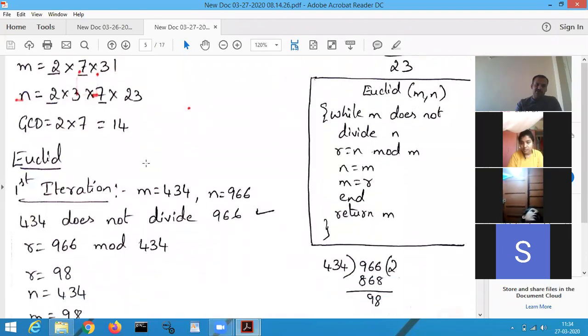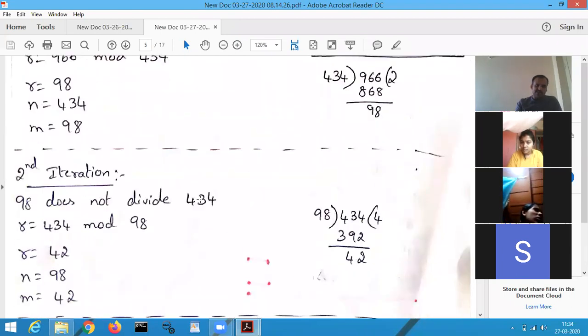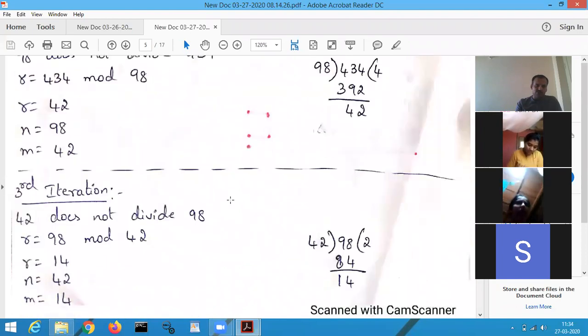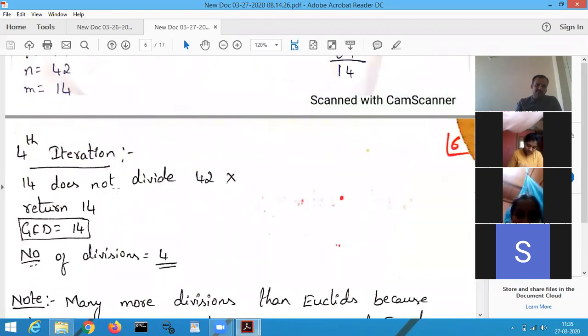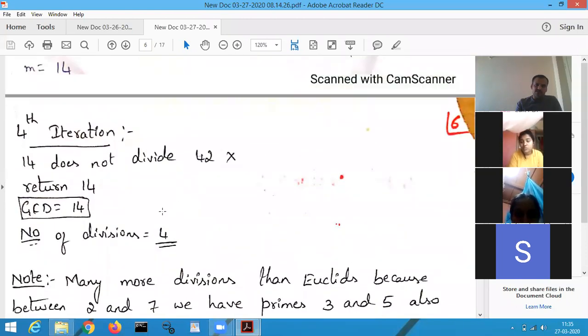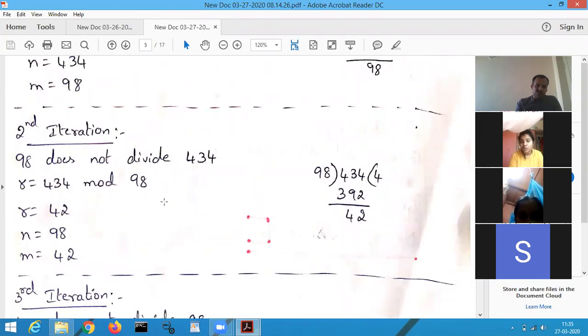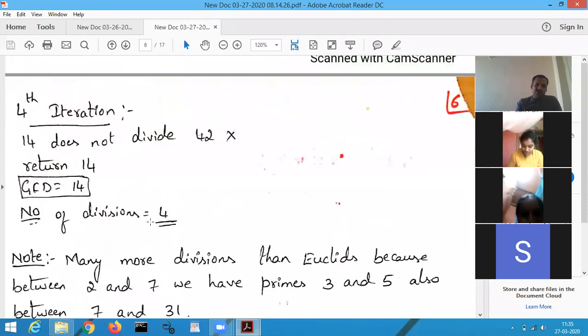See, let us compare with Euclid's algorithm. In the first iteration, I will do one division, division number 1. In the second iteration, I will do one more division, division number 2. In the third iteration, one more division, that is 42 does not divide 98, division number 3. Then in the fourth iteration, 14 does not divide 42. Totally the number of divisions is what? 4. 3 divisions for iterations. The last division is to exit from the loop.